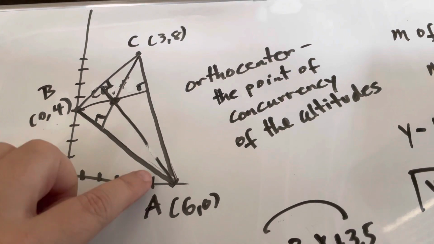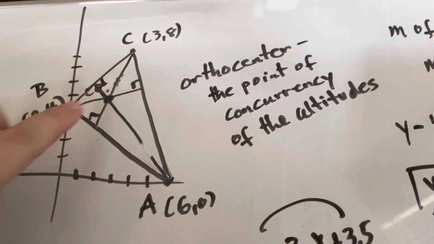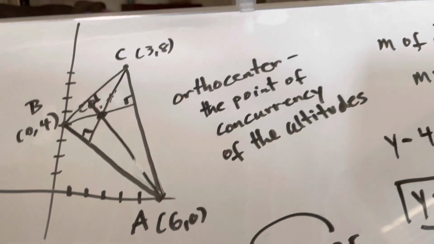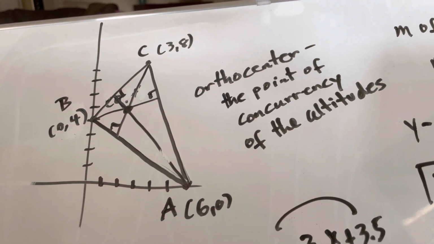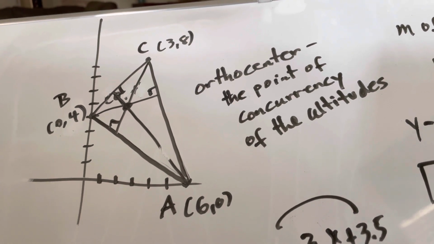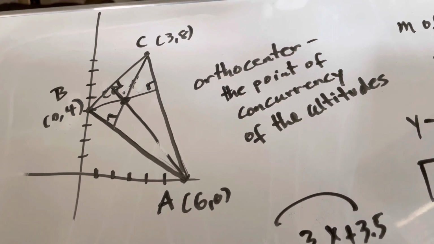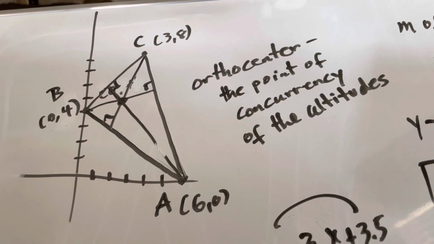So if you have this triangle and you try to draw the altitudes, which are the lines drawn from the vertices of the triangle that are perpendicular to the other side, the point of concurrency is where all three of those intersect.